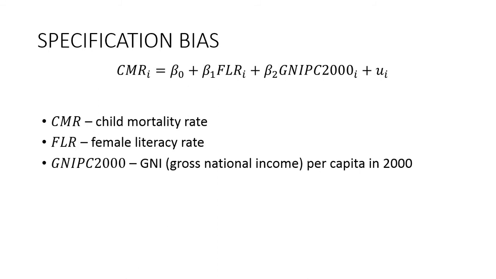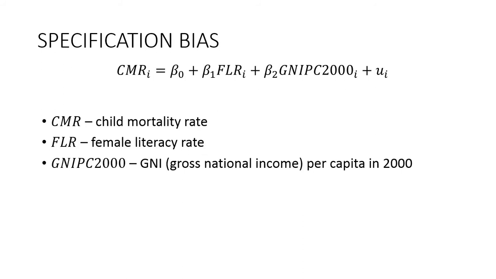So the logic is like this: a higher level of income is associated with a higher level of healthcare spending and better nutrition, which decreases child mortality rate, and female literacy rate can serve as a proxy for the bargaining power of females in the households and the general level of expertise in child care. So that's why we assume that a higher level of female literacy rate will be associated with a smaller value of the child mortality rate variable.